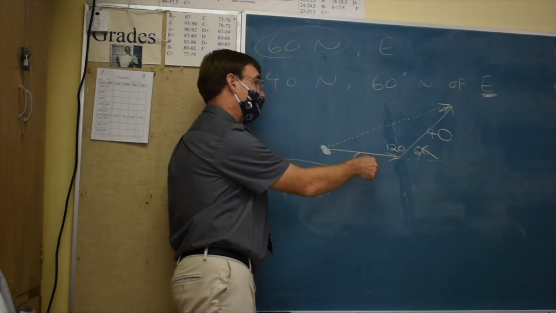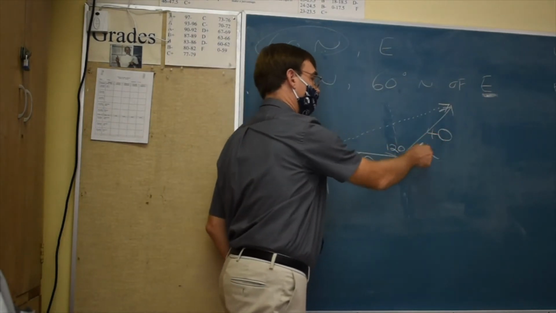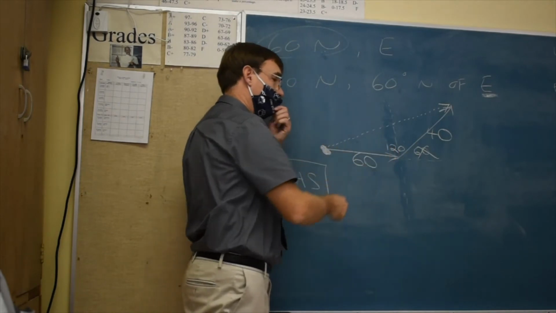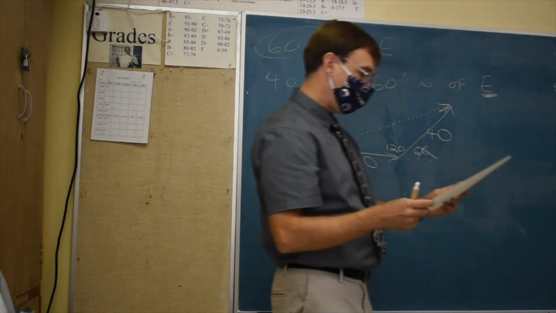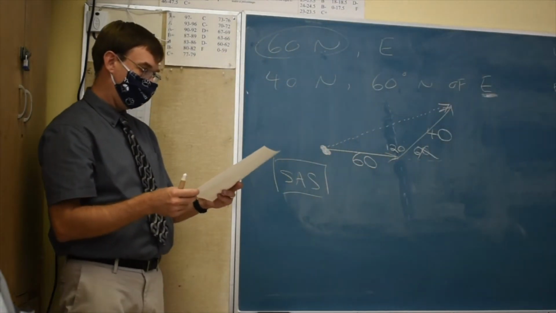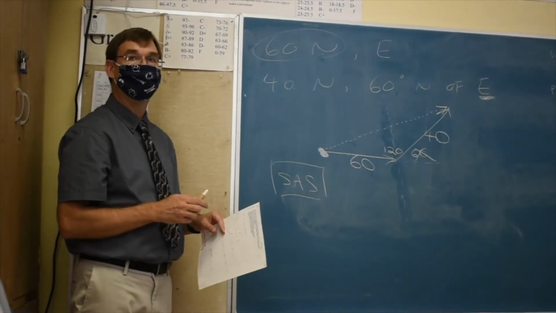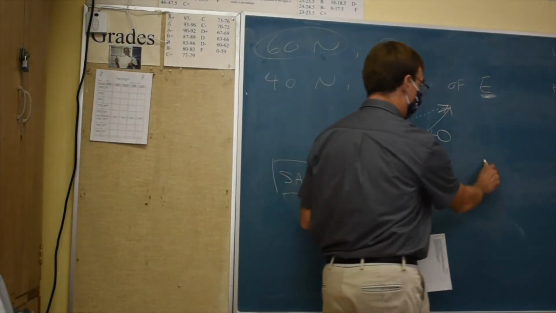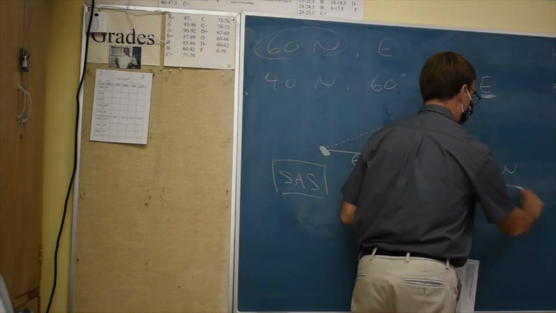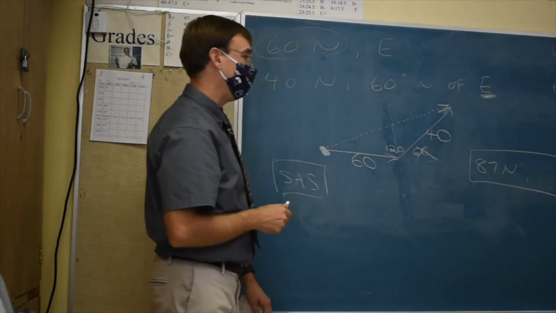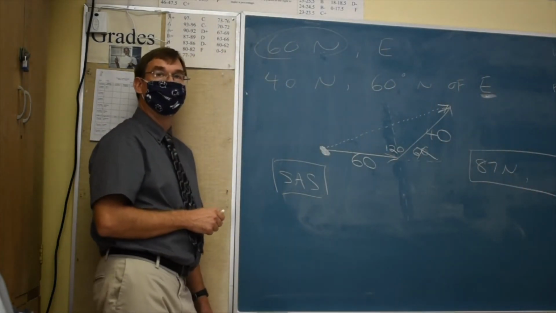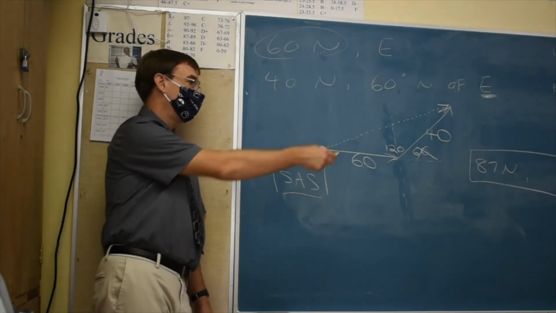It'll ask you for the sides, 60 and 40. It'll ask you for the angle, 120. It'll shoot you some answers back. The side, I'm hoping, is like around 87. Okay. So we'd be 87 newtons. But that's not the complete answer. Why not? We need a direction. We need a direction.